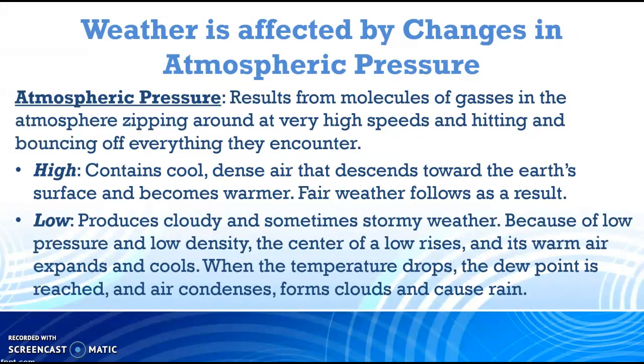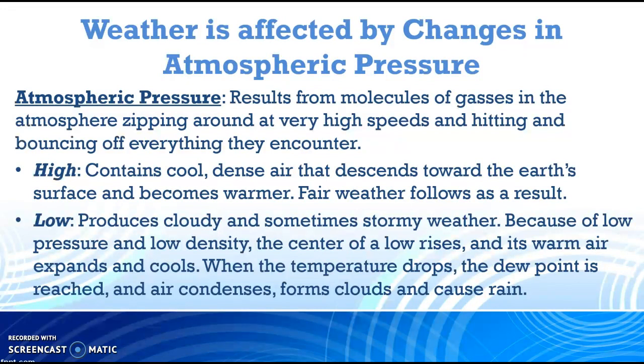We also have to think about atmospheric pressure. Atmospheric pressure results from the molecules of gases in the atmosphere zipping around at very high speeds and hitting and bouncing off of everything they encounter. A high pressure system is going to contain cool, dense air that descends towards the Earth's surface and becomes warmer. Fair weather follows as a result. So we know cold air sinks. As it sinks, it places high pressure on the Earth below it.